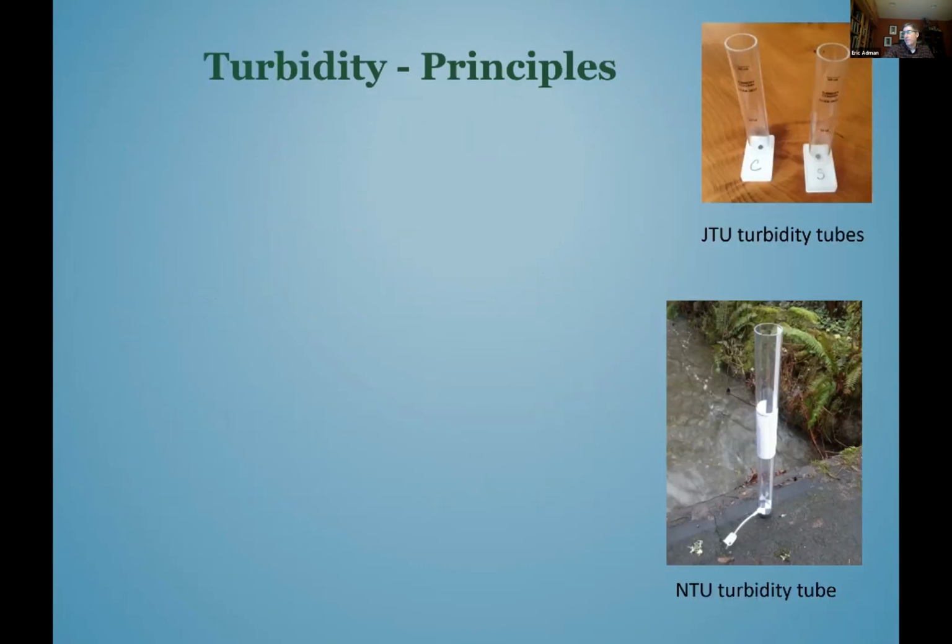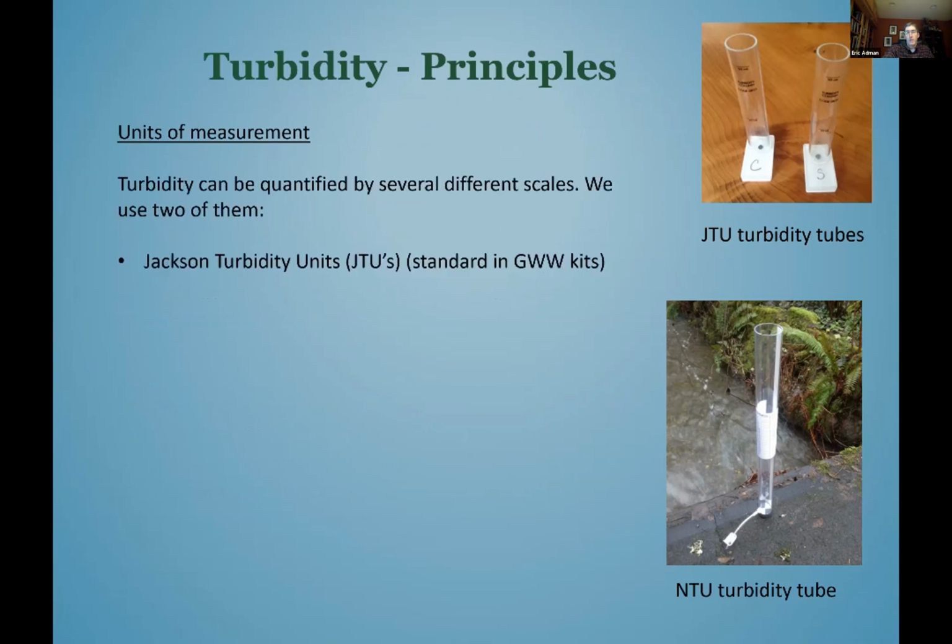So there's a couple different types of tests that we do and a couple different units of measurement. The LaMotte kits come with these JTU turbidity tubes, and you'll never need to know this unless it's like a crossword puzzle, but Jackson turbidity units are JTUs. That's one measure of turbidity, which is really more of a historic measurement, but it's what's used in the Global Water Watch kits. Then there's another unit, which is referred to as NTUs. The full name is nephelometric turbidity units, but everybody just says NTUs.